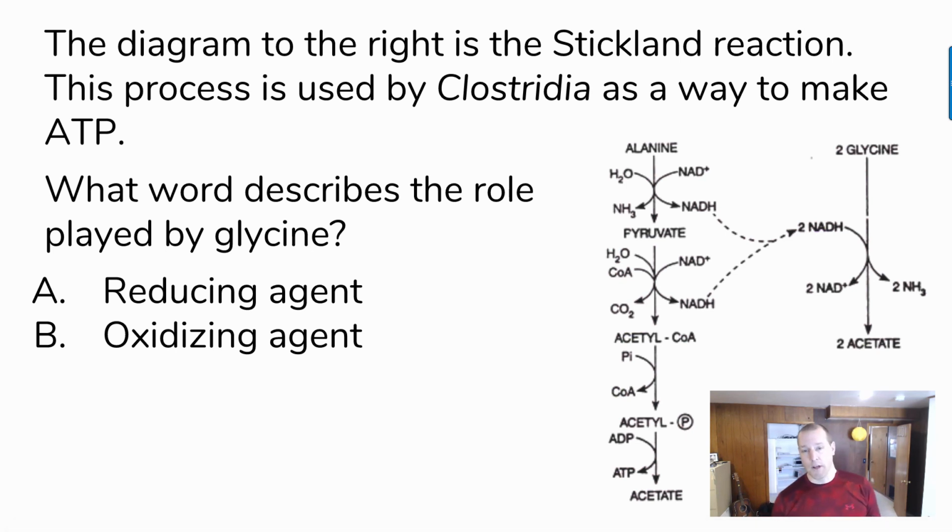Okay, we've got the same reaction here. Now, what word describes the role played by glycine? Okay, so in this reaction here, glycine is accepting electrons from NADH. So glycine is pulling electrons from NADH. And NADH is giving the electrons. So the NADH, in giving the electrons, is the reducing agent. That means that glycine must be the oxidizing agent. It is the molecule taking the electrons from NADH. So the correct answer here is B.